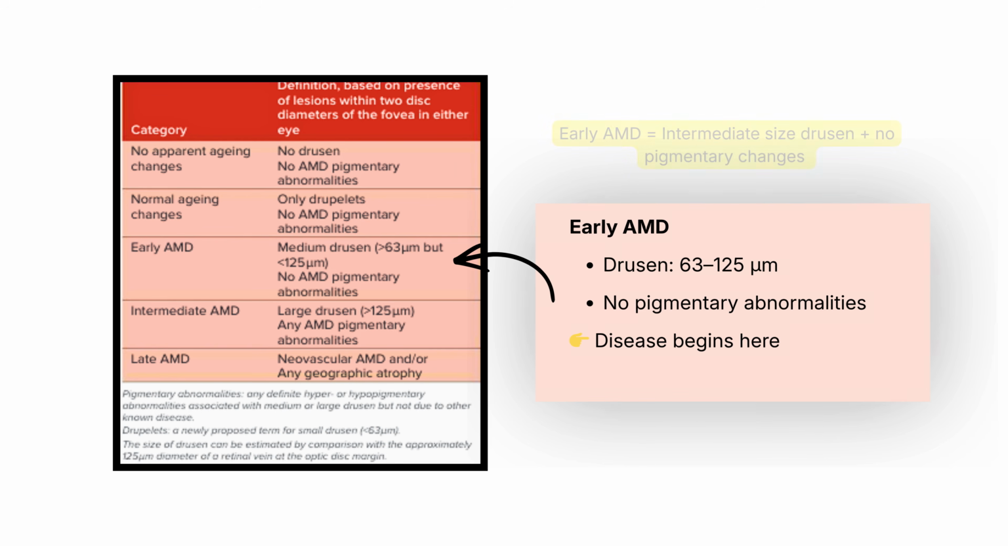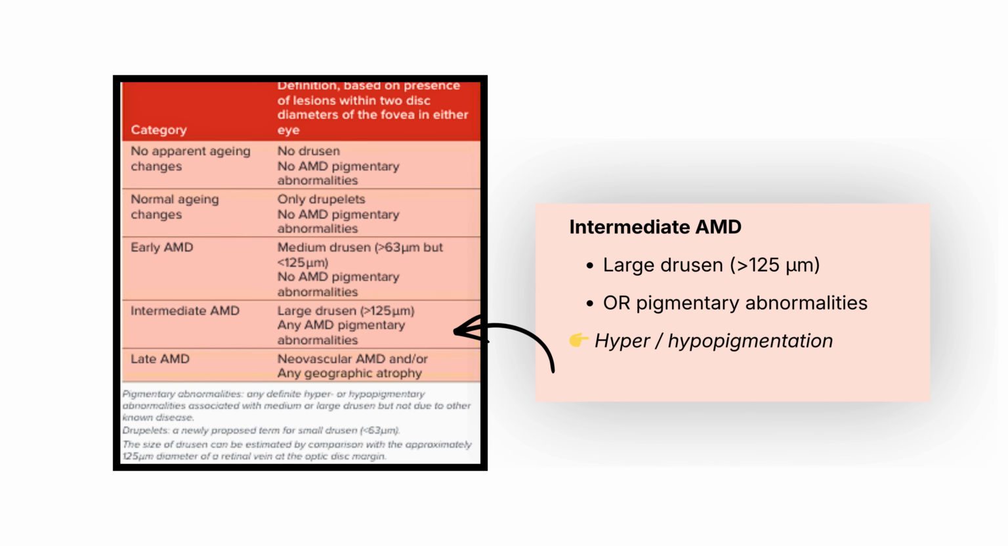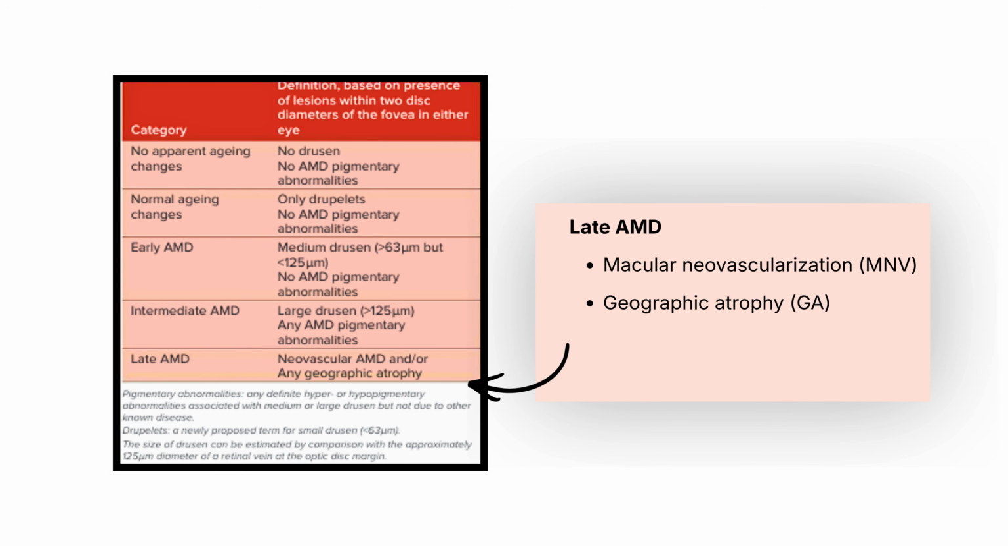So remember, in early AMD you have intermediate size drusen but no pigmentary abnormalities. And as things progress further, we reach intermediate AMD. In intermediate AMD, we have large drusen more than 125 microns or any definitive pigmentary changes. These pigmentary changes basically mean hyper or hypopigmentation associated with drusen and not due to something else. And finally, we have the late AMD, which includes macular neovascularization and geographic atrophy.